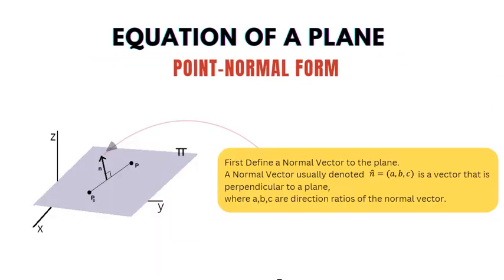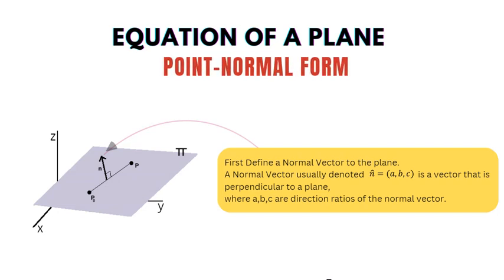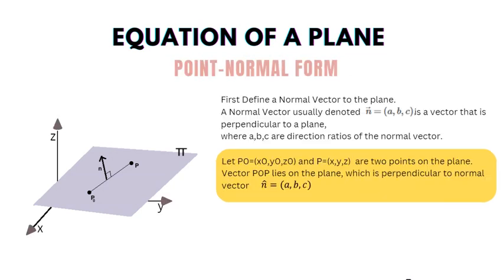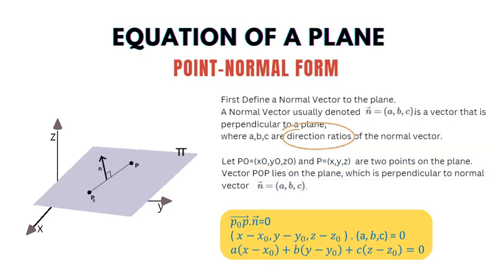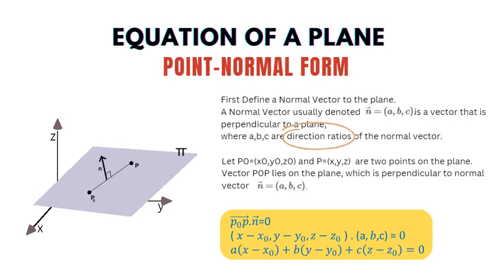To find the equation of a plane in 3D space, first define a normal vector to the plane. Let the normal vector be n, and a, b, c are direction ratios of the normal. Then consider two points P0 and P on the plane. Then the vector P0P lies on the plane. This vector is also perpendicular to the normal vector n. Applying the condition that the normal vector and the vector on the plane are perpendicular to each other, their dot product should be 0. So we get the equation of the plane.